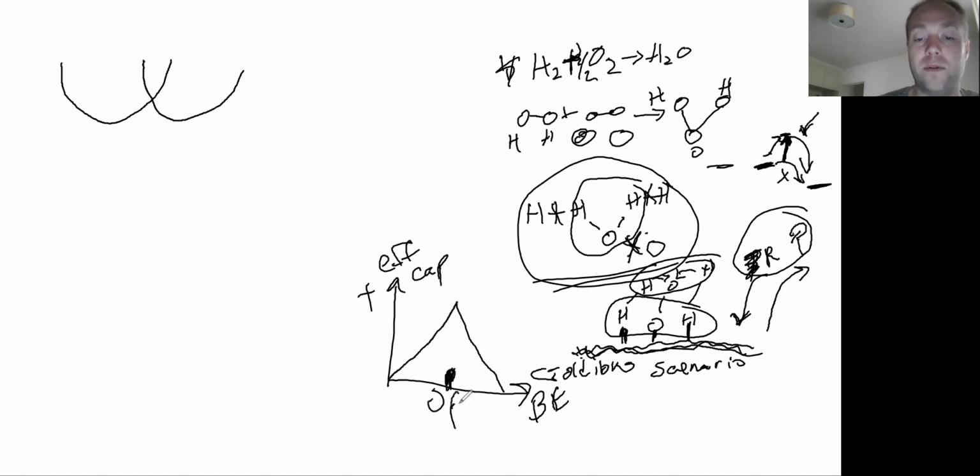And this would be your kind of optimal, right? Over here it's binding too strong, and so the products can't leave, and it gets covered in products. Here, you can't even get the reactants on the surface, because the binding energy is too weak. You can't even get your reactants to come and stick. So that's kind of the physics that we're trying to capture.